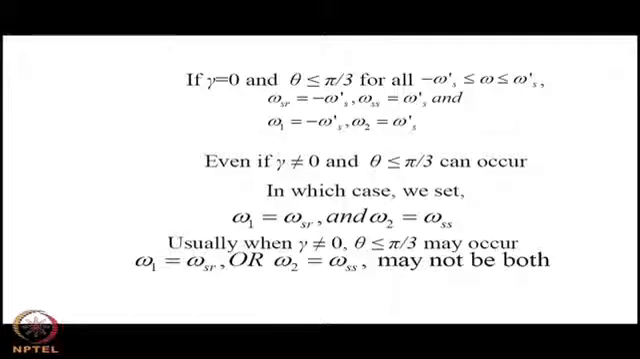Even if gamma is not equal to 0, theta less than pi by 3 can occur. For example, if it is true for a south facing surface with some positive delta, it will also be true if a small gamma is used. So, in general you cannot rule out the possibility that if gamma is not equal to 0, theta can be less than pi by 3. So, again we will set omega 1 equal to omega s r.